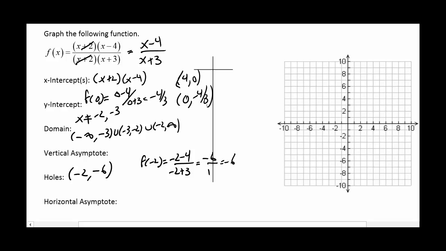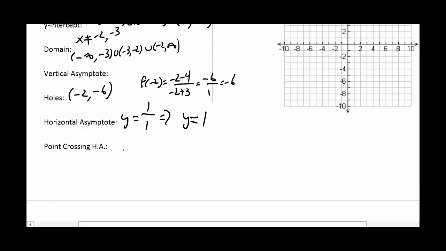Horizontal asymptote. Okay, this is the reduced form, top heavy, bottom heavy are same. This is the same case. So I'm going to look at a ratio of leading coefficients. So out front, you can imagine we have little 1s there. So it's y equals 1 over 1, which means our HA is y equals 1.